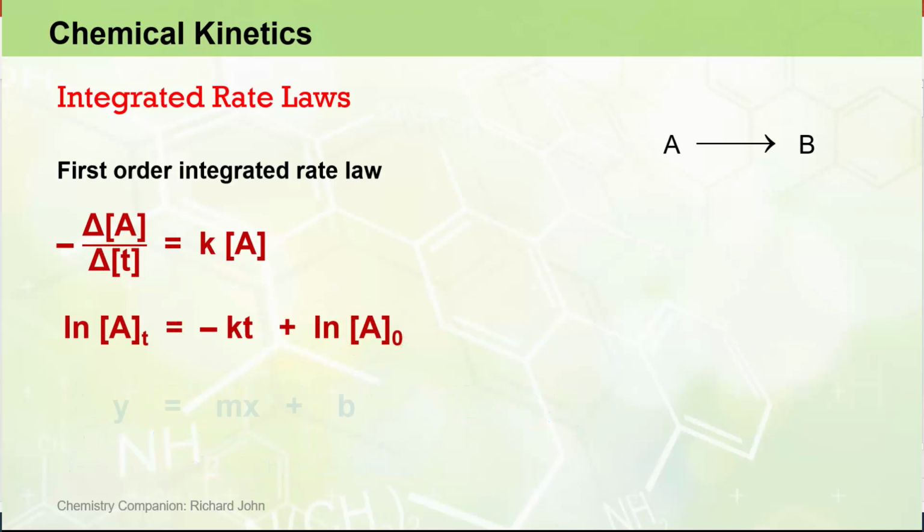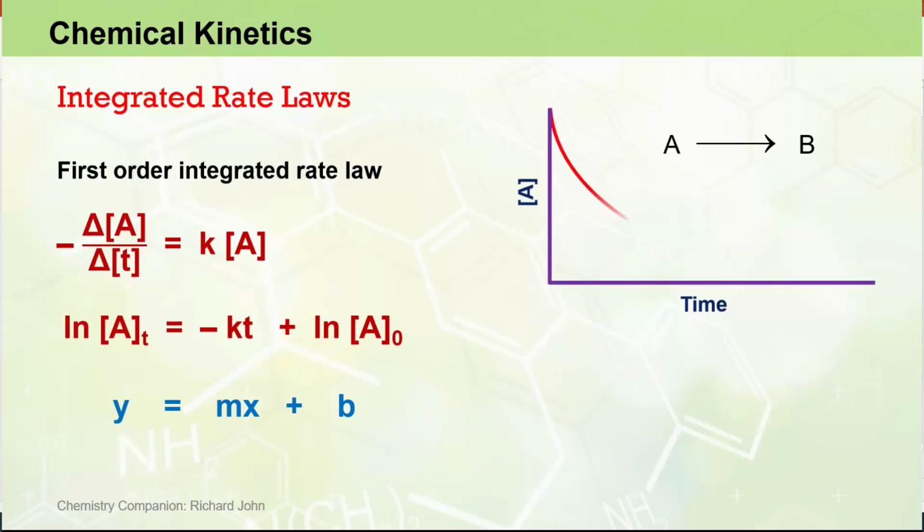It turns out that this equation has the general form of a straight line, y equals mx plus b, where in the case of our integrated rate law, the ln term is equivalent to the y variable, the time variable is equivalent to the x variable, the negative of the rate constant, minus k, is equivalent to the slope of the straight line, and the natural log of the initial concentration is equivalent to the y-intercept.